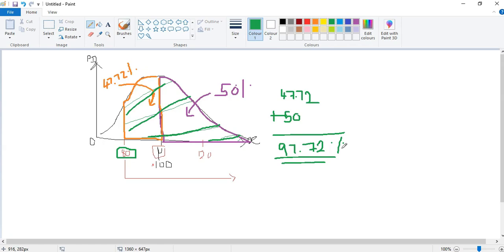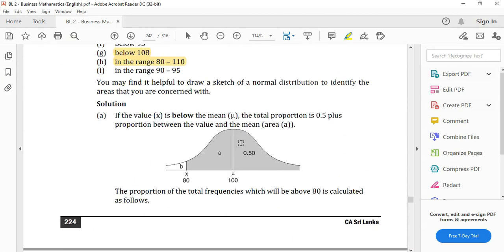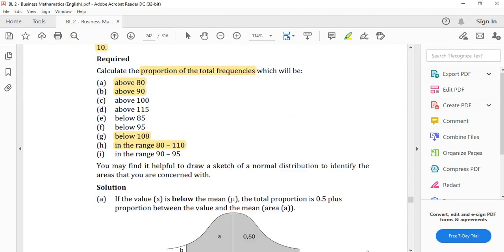So 97.72 percentage means what? Go back two decimal places, 1, 2, so it will be 0.9772. Okay, so this could be an answer, or in percentage terms you can express whatever as per the MCQ question. So I hope you got the above 80 scenario. Now let's look at above 90 scenario.